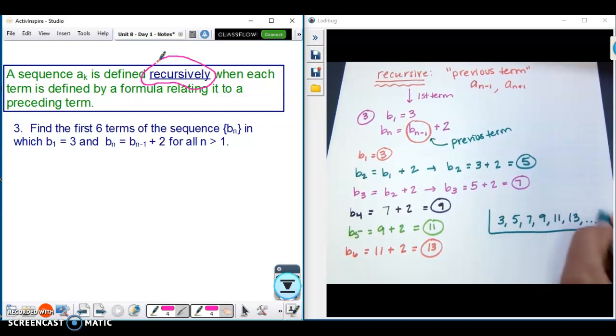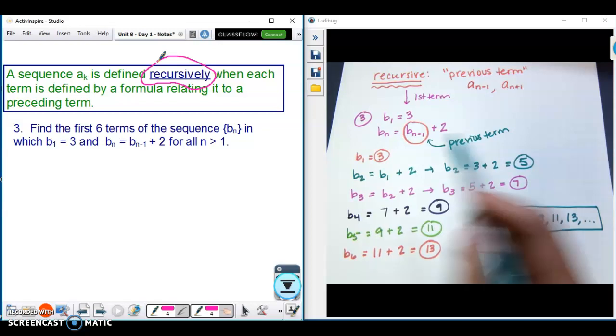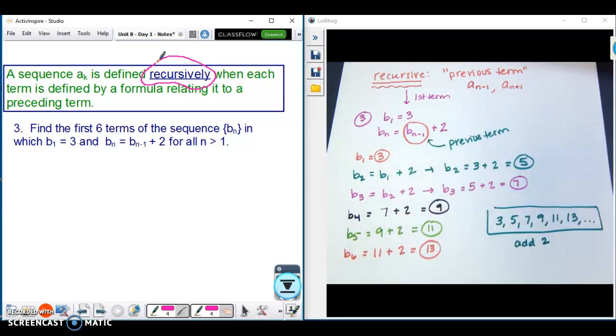And it makes sense because if you look here, all we're doing here is adding 2 to the previous term. Well, look, previous term plus 2 is what we wrote here. So that's how recursive works. So the formula is going to look a little strange, but just take a look at your formula before you start and understand what this means, if it means previous term. That way, you don't really have to write it out. You can just kind of think about what they're asking.